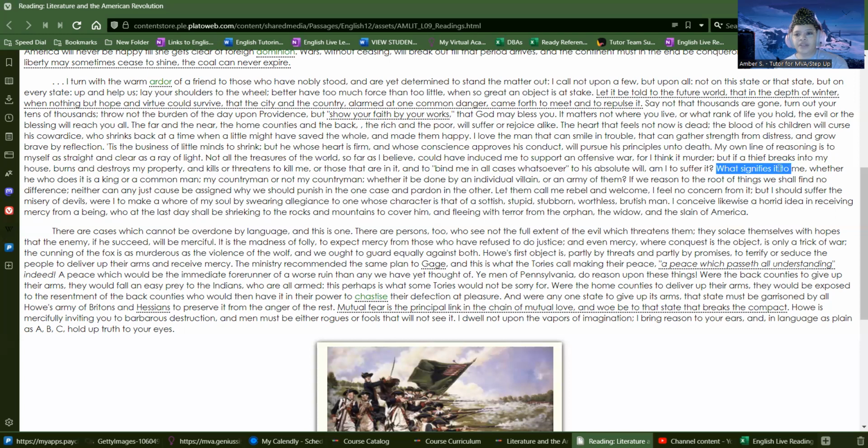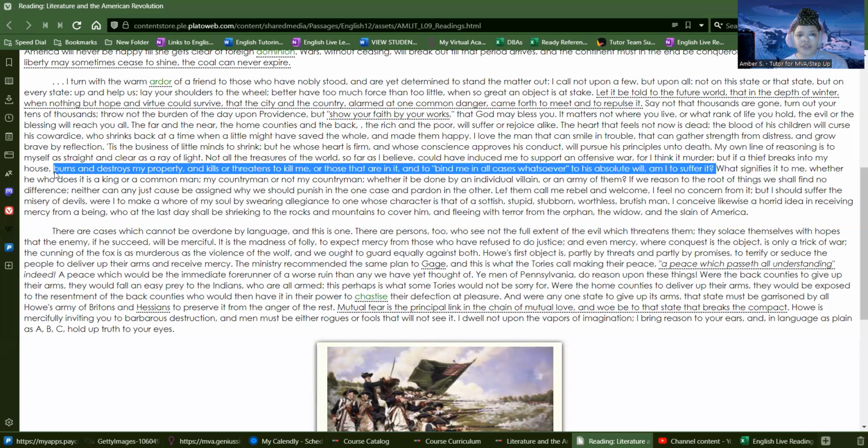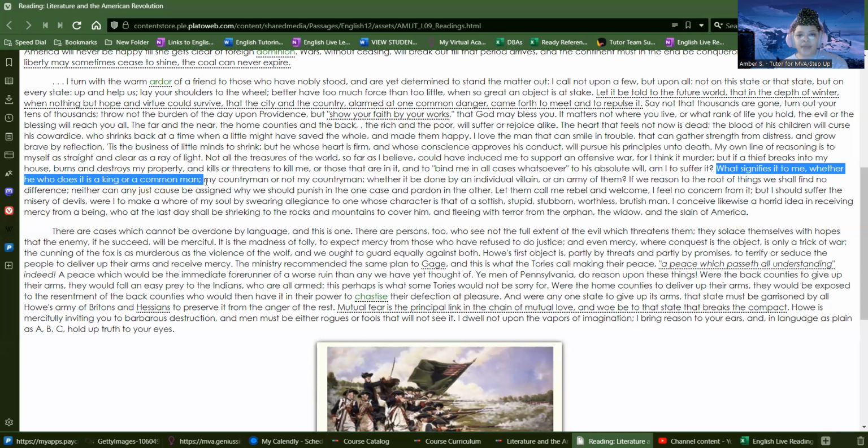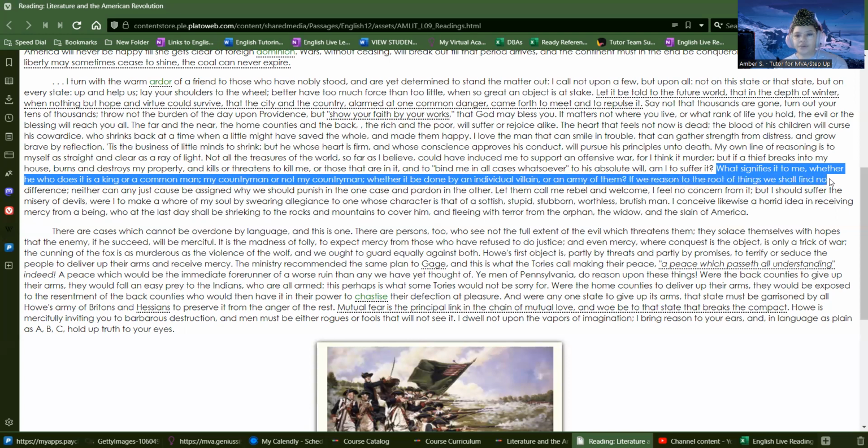What signifies it to me whether he who does it is a king or a common man, my countrymen or not my countrymen, whether it be done by an individual villain or an army of them. If we reason to the root of things, we shall find no difference. Neither can just cause be assigned why we should punish in the one case and pardon in the other. So he's addressing here arguments that other people have made against the war. That's basically what he's doing.